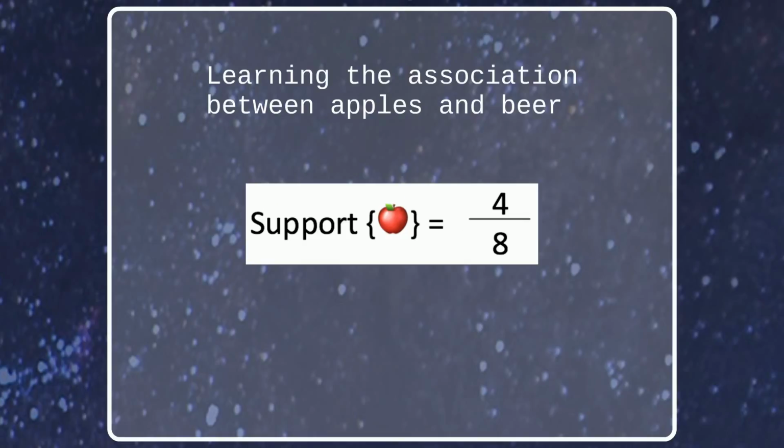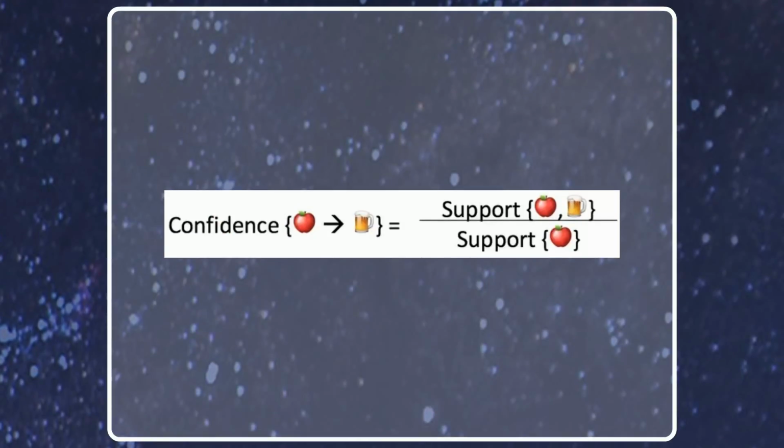0.5 is fairly significant, so we're going to go ahead and say that there is statistical significance behind this, so it's worth pursuing. And then we move to the confidence. The confidence is going to be the support of apples and beer divided by the support of just apples alone. To calculate this, we see that 3 out of 8 times apples and beer are bought together. And then we're going to divide that by 1/2, the support of apples alone. And so we get 75% confidence. So not only is this statistically significant, but there is strong strength between these 2 items.